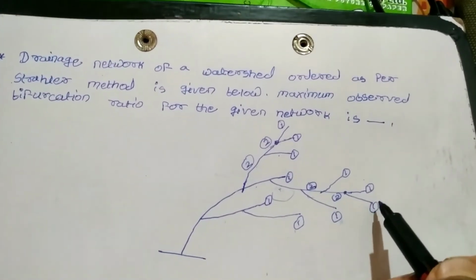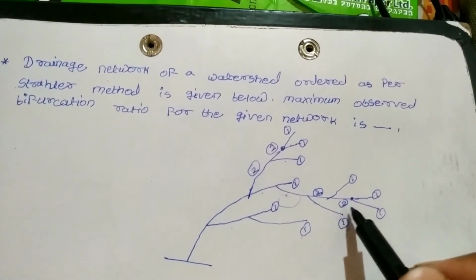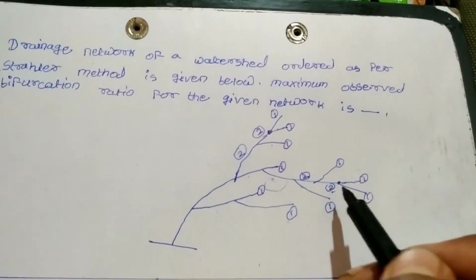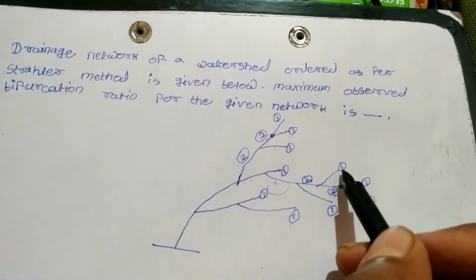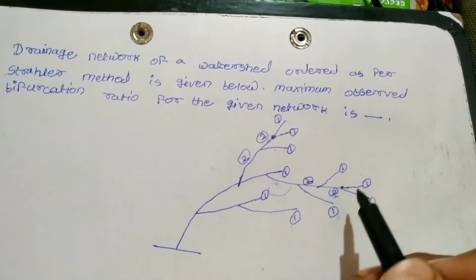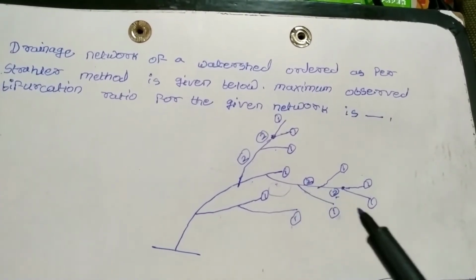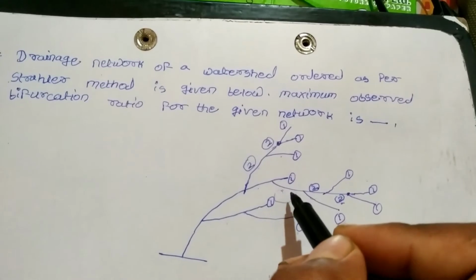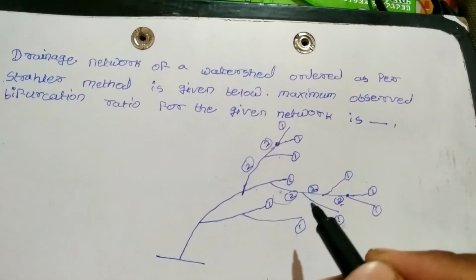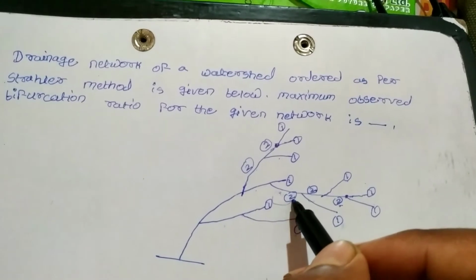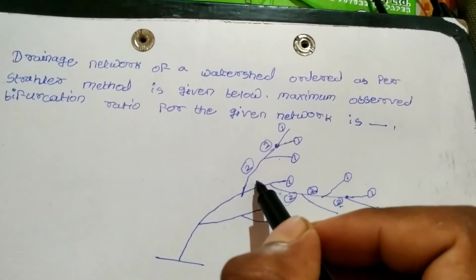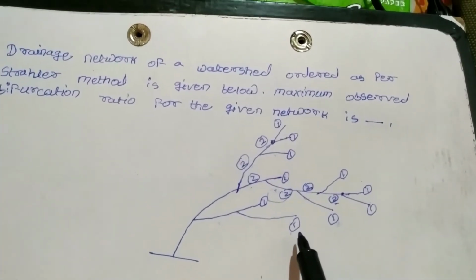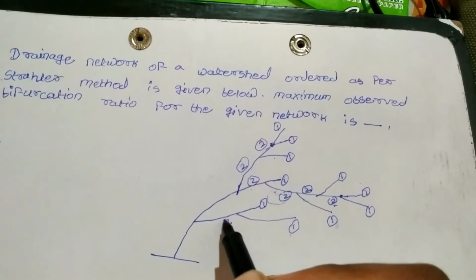If streams are of the same order, then the order is increased by 1. So this is 1 and 1, the same order, so it will become second order. This is 1 and this is 2, so it will stay the same, second order. Now this is first order and this is second order, so again second order. This is first order and this is second order, so again second order. Now this is first order and this is first order, so it will become second order.